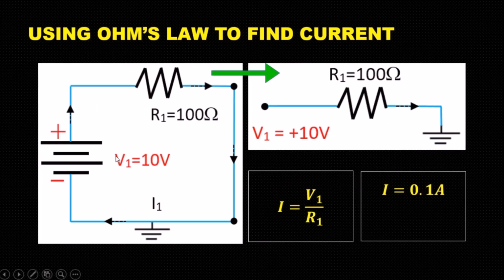And let us see one more circuit. In this circuit, the equivalent circuit is obtained in this manner. Here the potential difference is 10 volt because on this side the potential is 0. So you get I equal to 0.1 ampere.